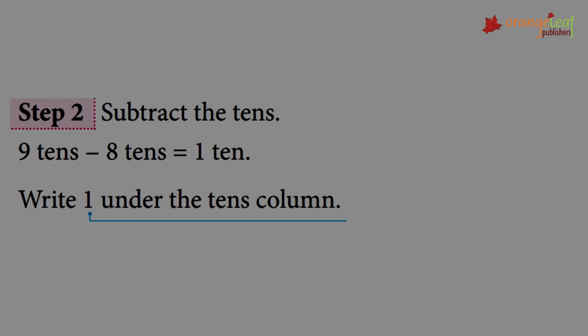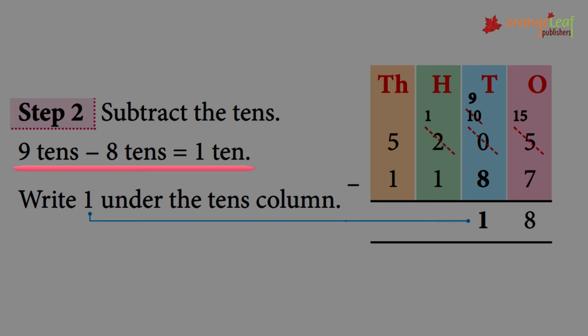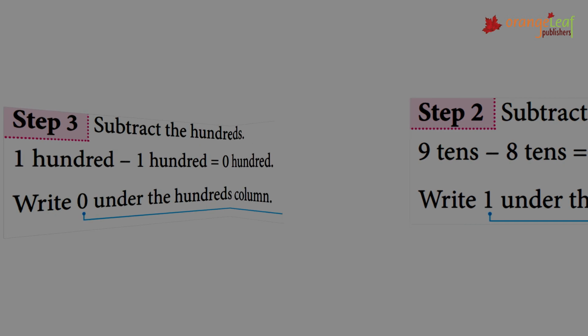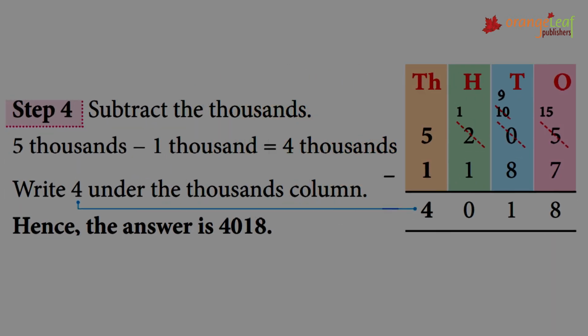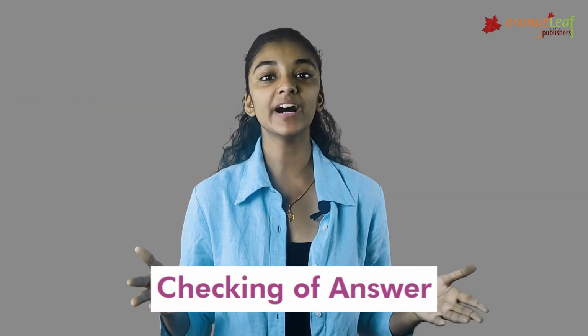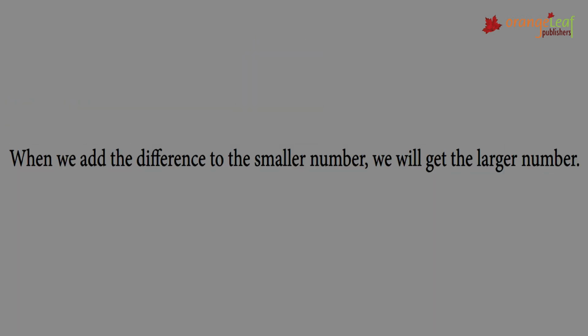Step 2. Subtract the tens. 9 minus 8 is equal to 1. 1 comes under the tens column. Step 3. Subtract the hundreds. 1 minus 1 is equal to 0. 0 comes under the hundreds column. Step 4. Subtract the thousands. 5 minus 1 is equal to 4. Therefore, 4 comes under the thousands column. Hence, your answer is 4,018. Checking the answer. When we add the difference to the smaller number, we get the larger number.